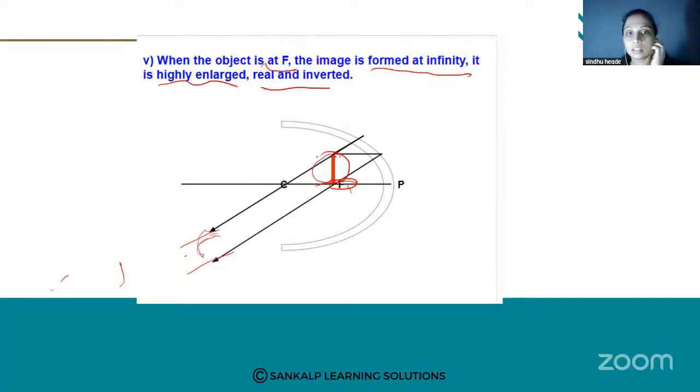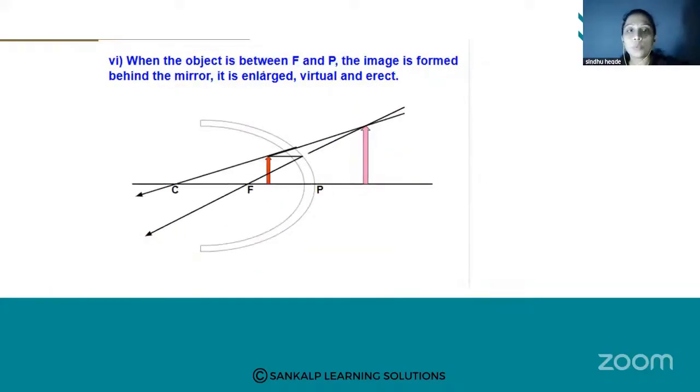Always here, when we consider this concave mirror, the image is always real and almost all the time the images look like inverted images. Okay, let us move next. When an object, this time the object is between F and P. The object is between F and P.